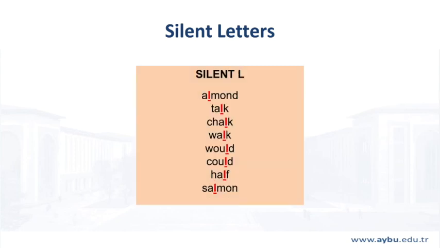And the next silent letter is L, as in almond, talk, chalk, walk, would, could, half, salmon. So L tends to be silent if it's not at the beginning of a word and if it comes before a consonant.